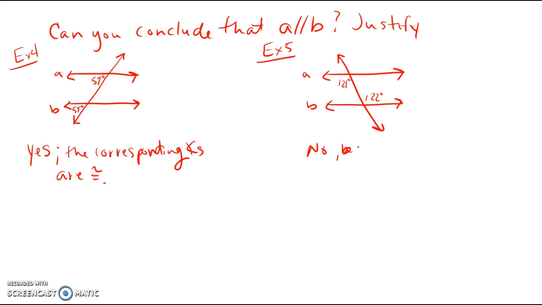And that's because the alternate interior angles are not congruent. And since they're not congruent, then the lines are not parallel. So that's how we justify whether lines are parallel or not parallel. Are the corresponding angles congruent, or are the alternate interior angles congruent? And if they're not, then the lines are not parallel.